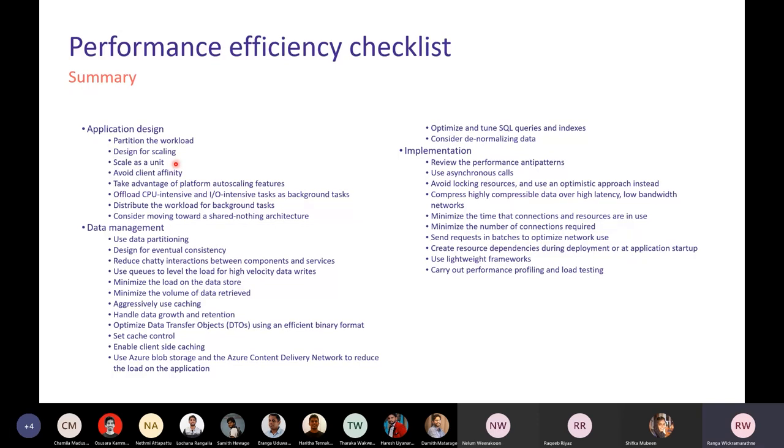And of course, avoid client affinity. Hope you remember the affinity cookie. It's better if you can get rid of it, as that enables you to scale massively and take advantage of auto scaling features. Offload CPU-intensive tasks to background tasks. So this is a checklist that we need to go through.